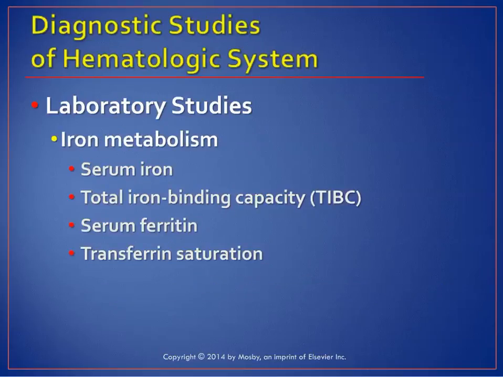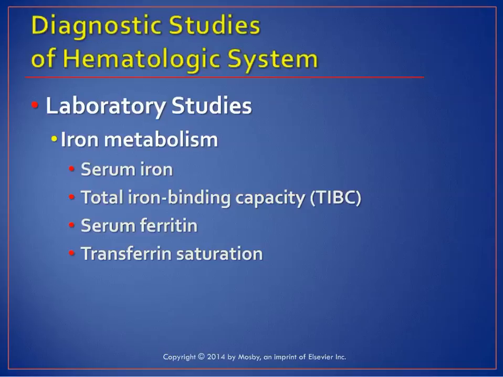The laboratory tests used in evaluating iron metabolism in differentiating anemias include measuring serum levels of iron, total iron binding capacity or TIBC, serum ferritin, and transferrin saturation. Serum iron is a measurement of the amount of protein-bound iron circulating in the serum.